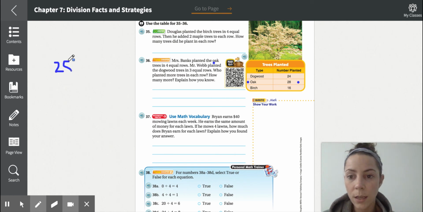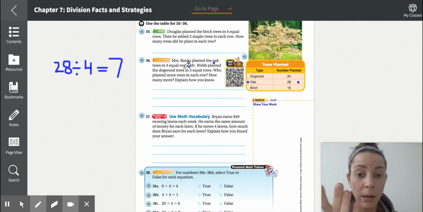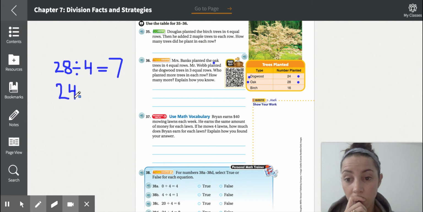28 divided by 4. And again, if I think of 4 as a 2 and a 2, I would do 28 divided by 2, which is 14, and then 14 divided by 2, which is 7. Okay, I've got the first clue done. Mr. Webb planted the dogwood trees in 3 equal rows, so now I'm on to the dogwood, and dividing it by 3 this time.